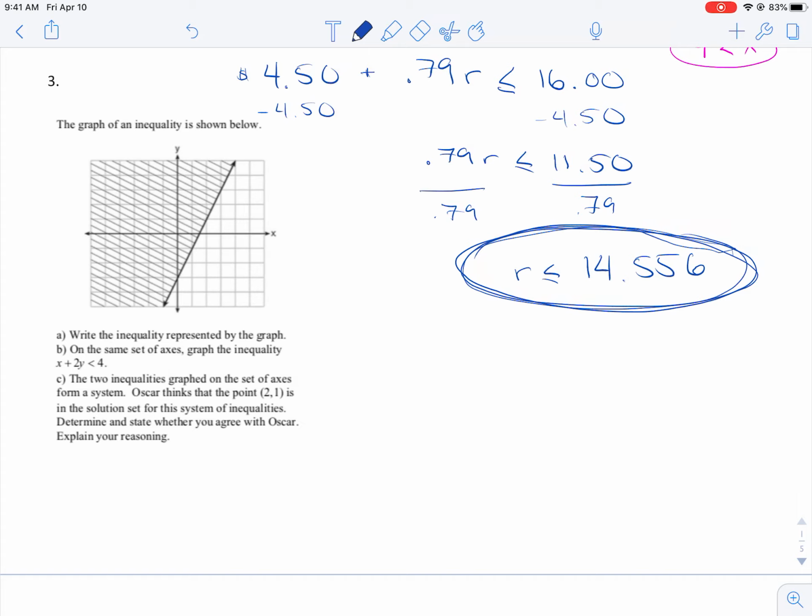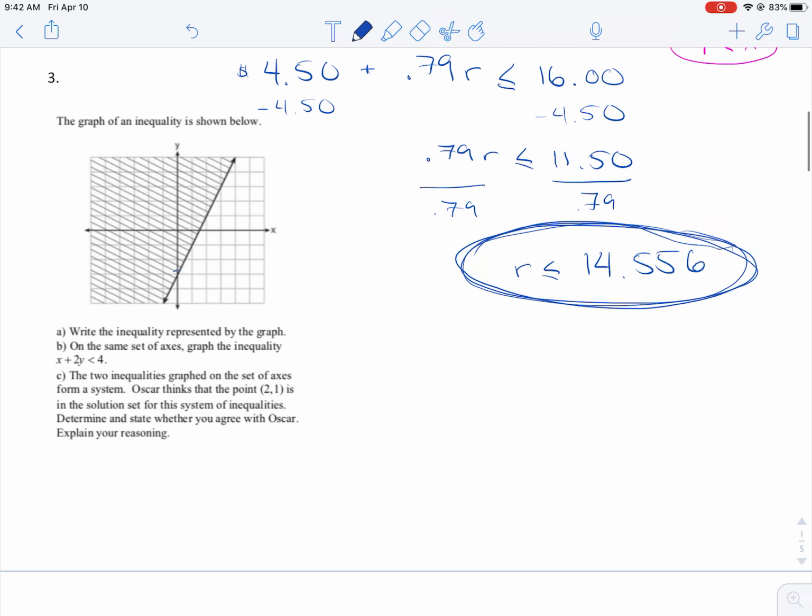Number 3. Here is the graph of an inequality shown below. Write the inequality represented by the graph. On the set of axes, graph the inequality x plus 2y is less than 4. And the two inequalities graphed on the set of axes form a system. Oscar thinks that the point (2, 1) is in the solution, and so on. We'll get to that part at the end. We need to read through the whole instruction, so let's just start with letter A.